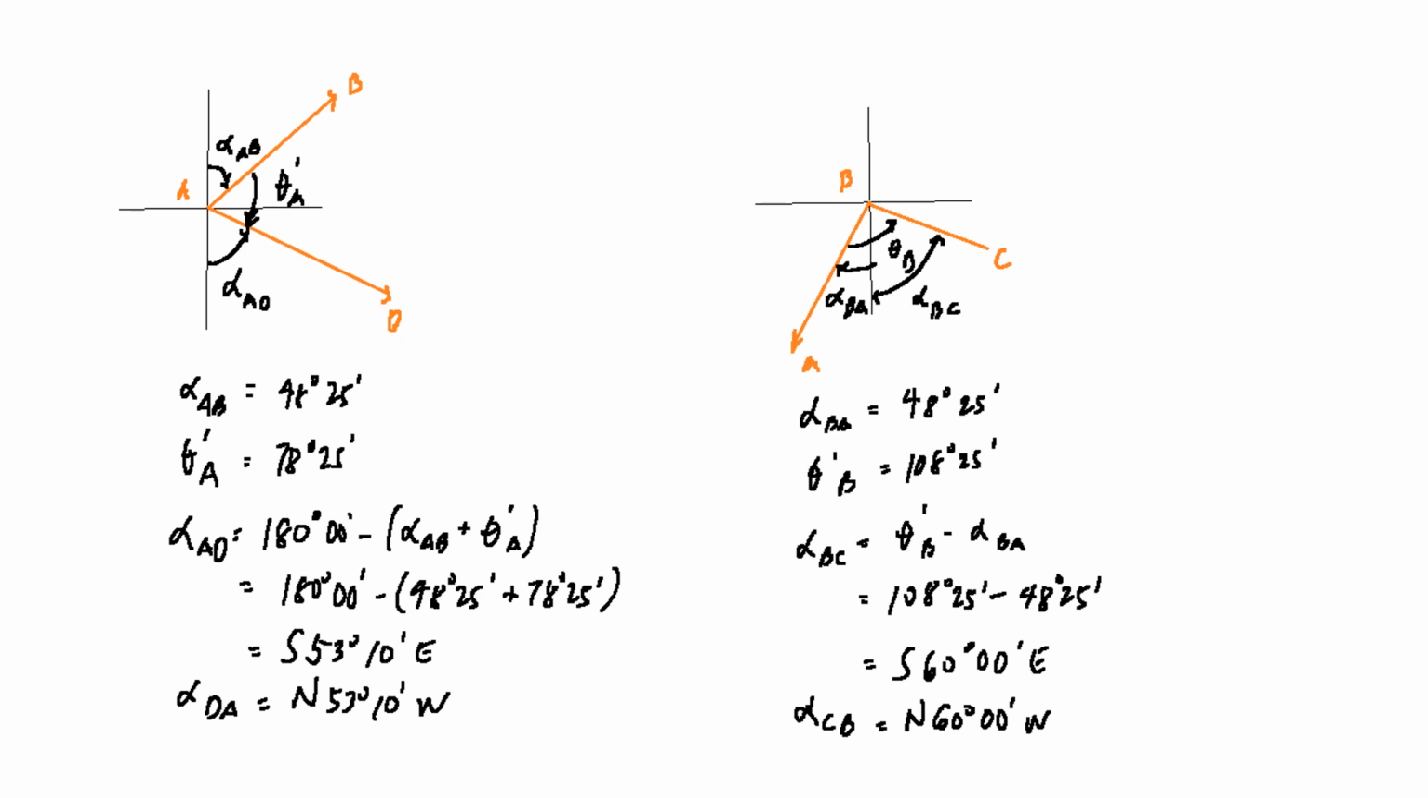Next, we proceed to station B. We have the back bearing of AB, which is BA, as well as theta prime B. To determine the bearing of line BC, we subtract alpha of BA from theta prime B. So theta prime B, 108 degrees 25 minutes, minus alpha of BA, 48 degrees 25 minutes, is 60 degrees southeast. And the back bearing of BC, which is alpha CB, is north 60 degrees 0 minutes west.